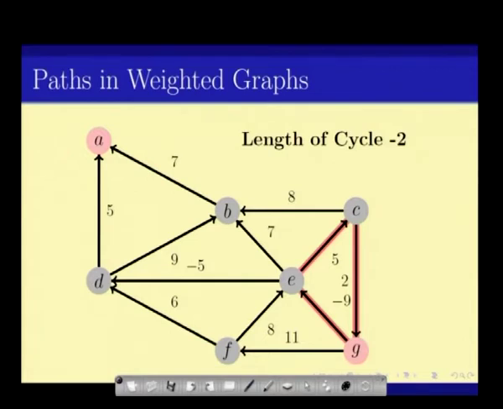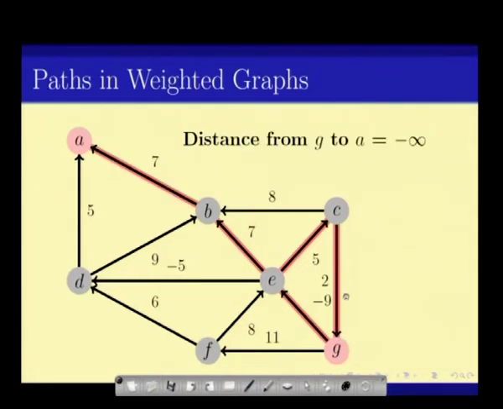Now, when that is the case, it is not hard to imagine that I can take a walk from G along this cycle an infinite number of times, and then I will go from G to A. So, I will keep on going around this cycle, and then finally, I will go to A. So, in other words, the shortest distance will become minus infinity. Therefore, negative cycles are somewhat of an unrealistic setup, and we tend to avoid them.